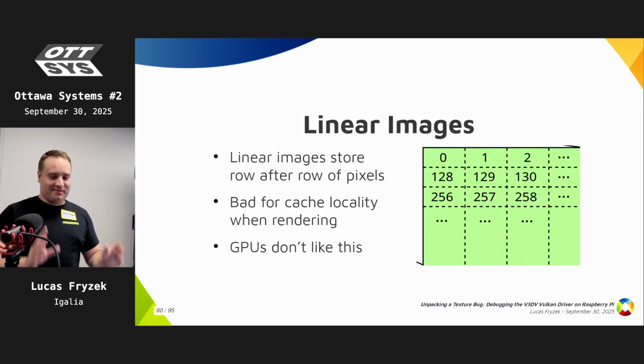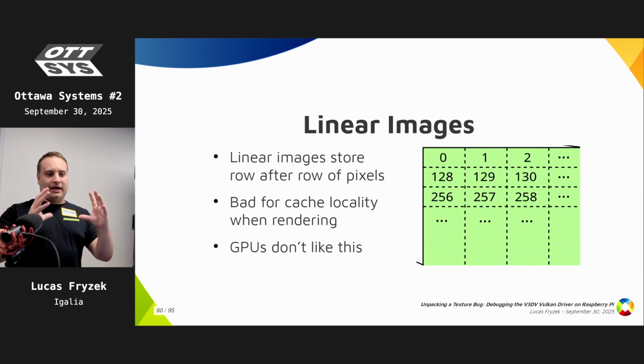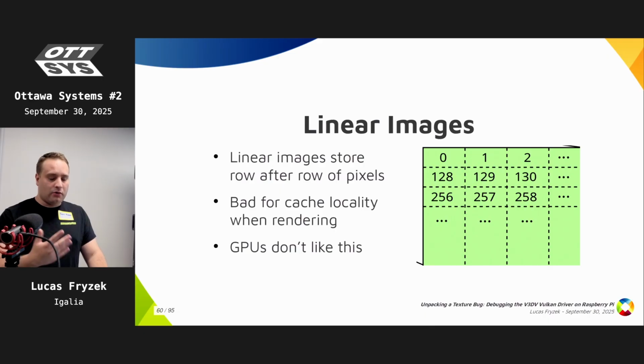It's pretty simple, but it's really bad when it comes to drawing because it's not great for cache locality. Often when you draw something, you'll be sampling texture data from a random rectangle or a triangle inside the texture. And so it's really inefficient to have to load an entire row of pixels just to get to the next pixel on the next row. And so GPUs don't really like this. A lot of them can't actually load linear image data directly, or if they do, it goes into a lower performance mode, or the performance will be much lower to make it work.